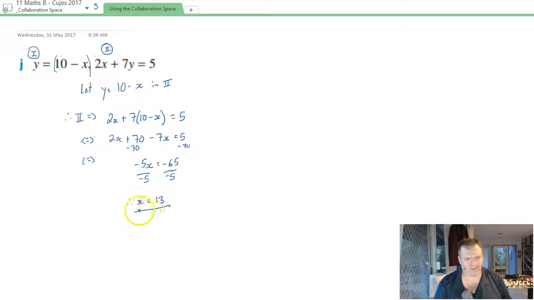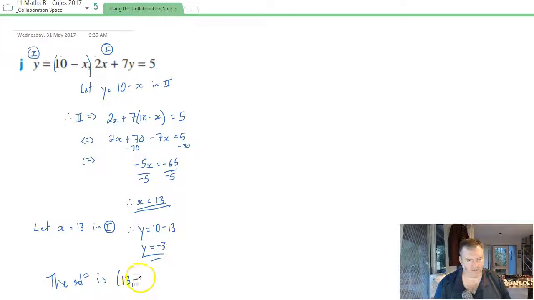A lot of people in the exams stop there and forget to go back and find y, but we're going to remember. So now I'm going to say let x equal 13 in number 1, because that's the easiest one to substitute the value of x in. So y is going to equal, instead of 10 minus x, 10 minus 13, y is going to equal negative 3. And then you can say something nice like the solution is 13, negative 3.